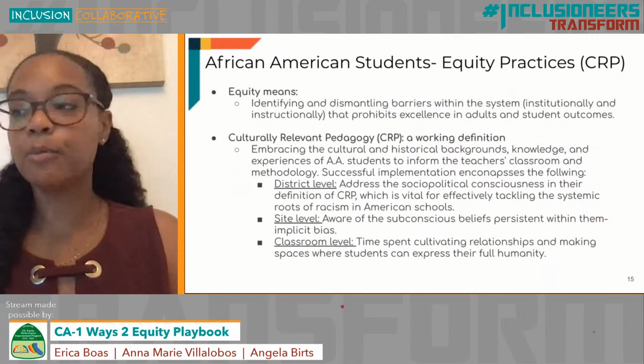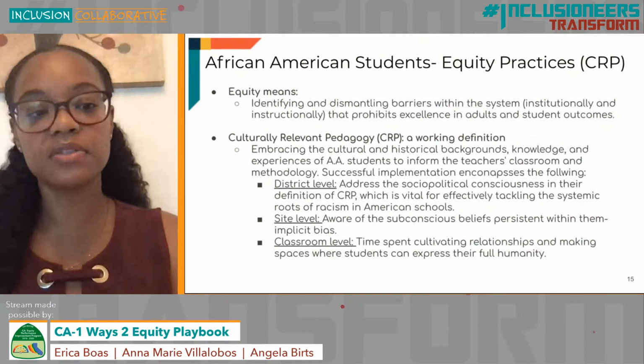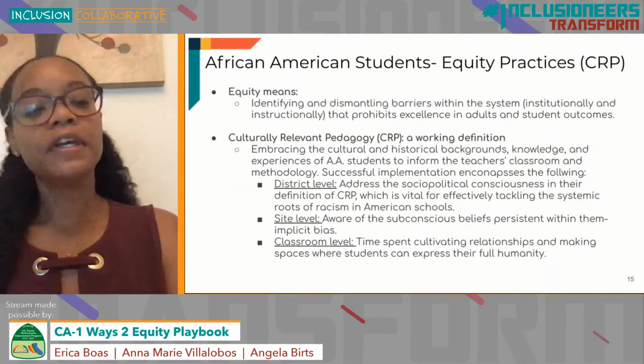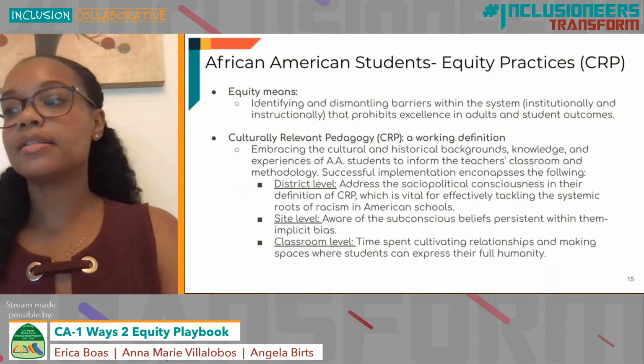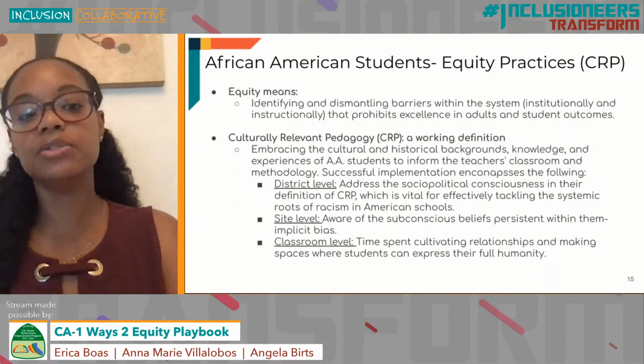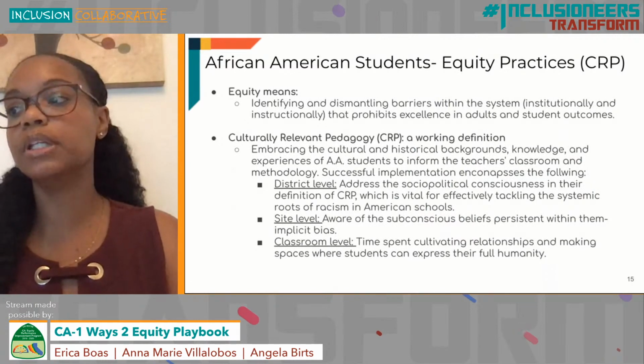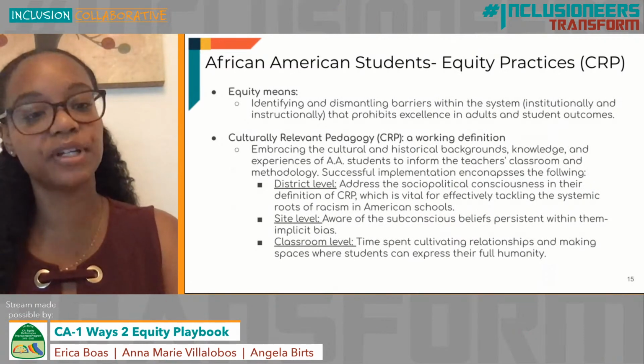I want you to take a moment to think about the definition of equity, as Erica mentioned. Think about the definition that you've heard in the past and how the definition that you see here complements your district school or even your personal meaning and approach to working with African American students.